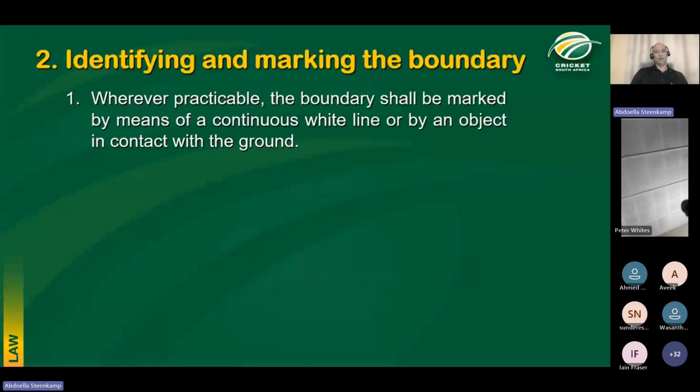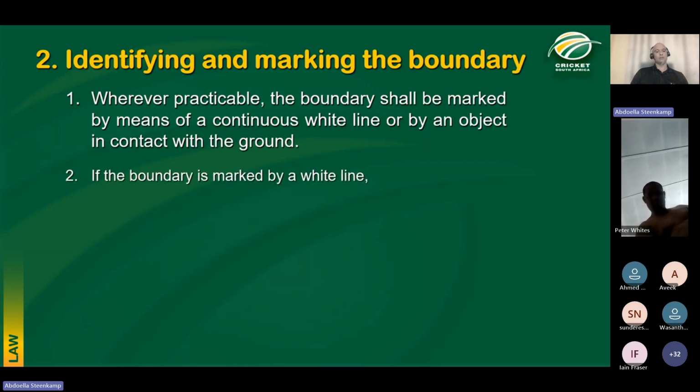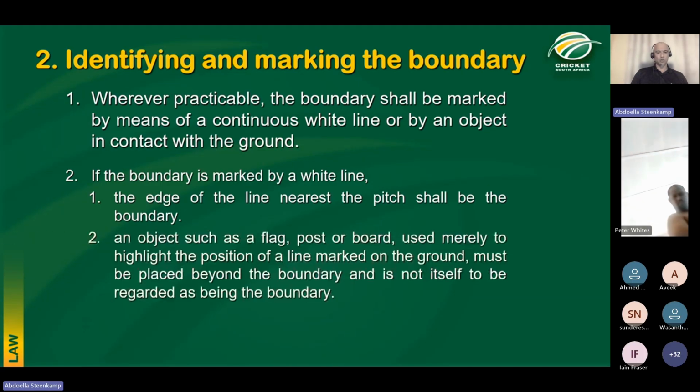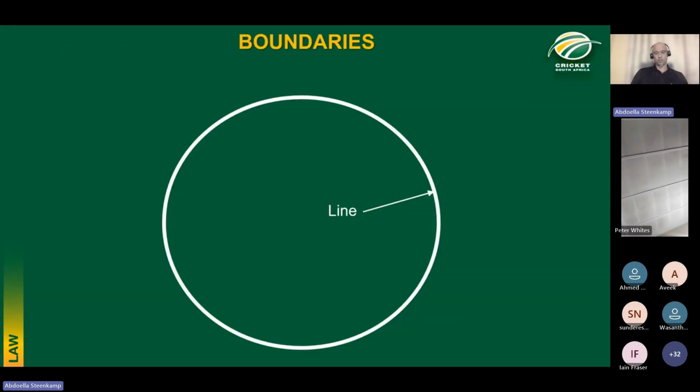When it comes to boundaries, the law says, if possible, the boundary needs to be marked by a continuous white line or an object in contact with the ground like a rope. But we all know that it's not always possible to have a continuous white line or a rope along the ground. The law allows for flags, posts and boards to be used.